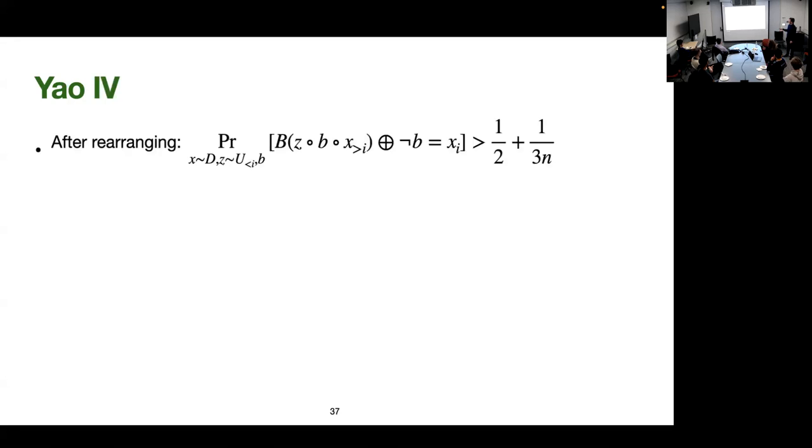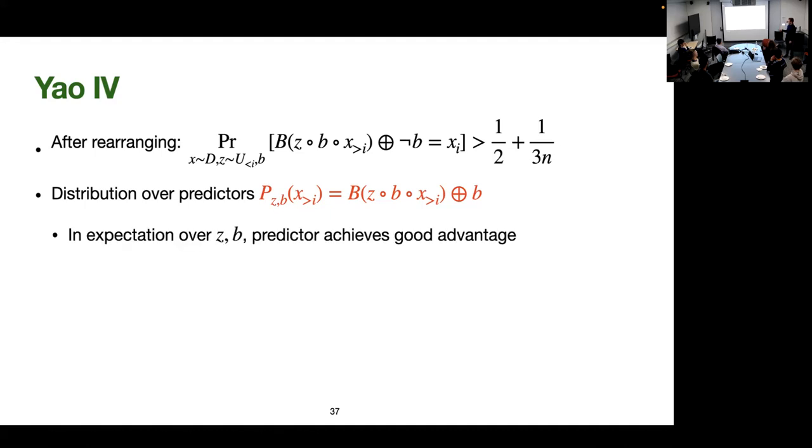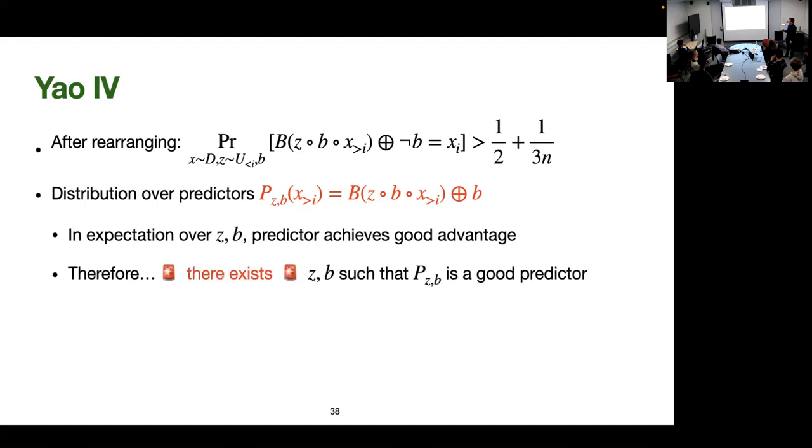And so we can rearrange and find that this results in us getting a prediction advantage of exactly what we want. What we have here is basically a distribution over these predictors, because this z is a uniformly random string. We know that if we pick this string at random, we get a pretty good advantage. So in expectation over the ways we could fill z in, we get a good advantage. And therefore, there exists a fixed choice of z and b such that p sub zb is a good predictor. And this is the proof of Yao's lemma.